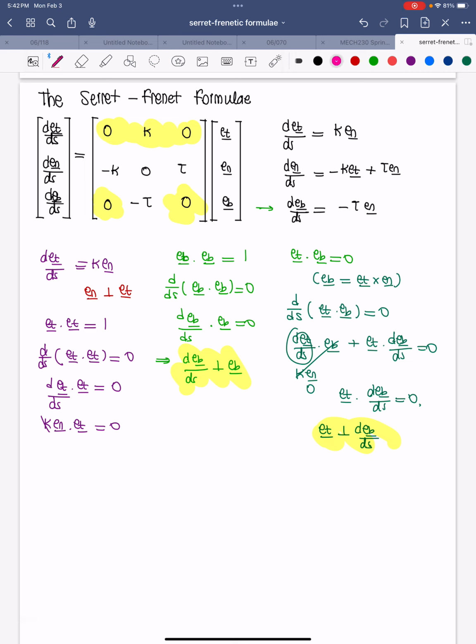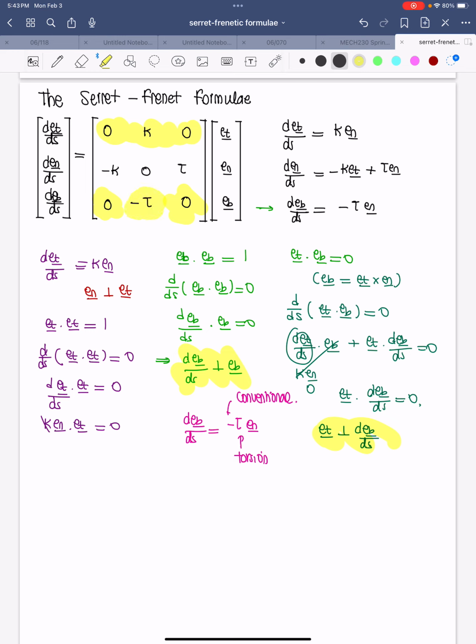Well, we add a definition here also. We define deb by ds to be some vector along en, the magnitude of that being minus tau. Tau is a quantity that we call torsion. The minus sign is conventional. We're hoping that the homework you're going to do, drawing the Serret-Frenet basis for the helix, is going to help you get an intuition of the torsion of a curve. But the torsion of a curve, kind of by definition, has to do with the rate of change of this unit binormal vector, eb. So this allows us to complete this row of the matrix.